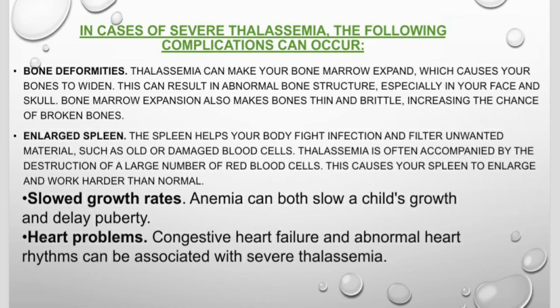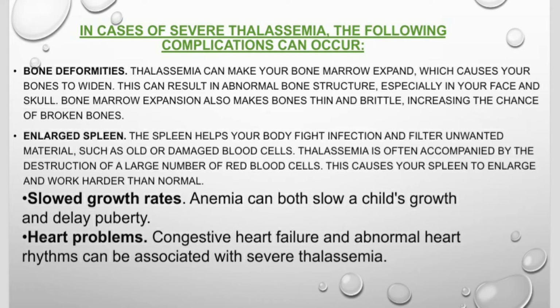Number 1 is bone deformities. So, what are bone deformities? Thalassemia can make your bone marrow expand, which causes your bones to widen. This can result in abnormal bone structure, especially in your face and skull. Bone marrow expansion also makes bones thin and brittle, increasing the chance of broken bones.